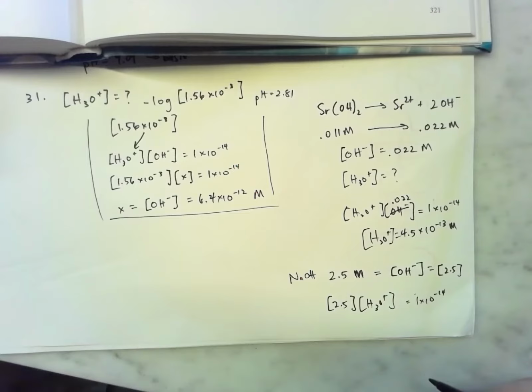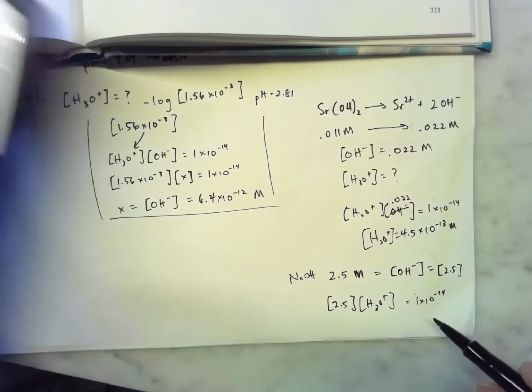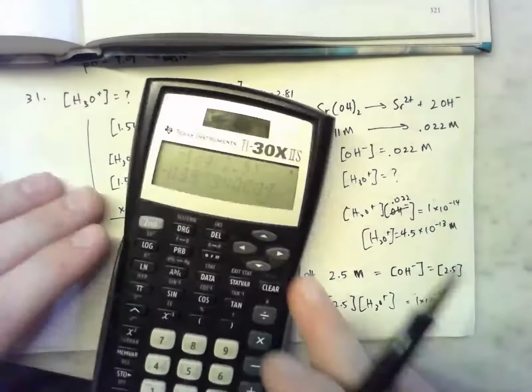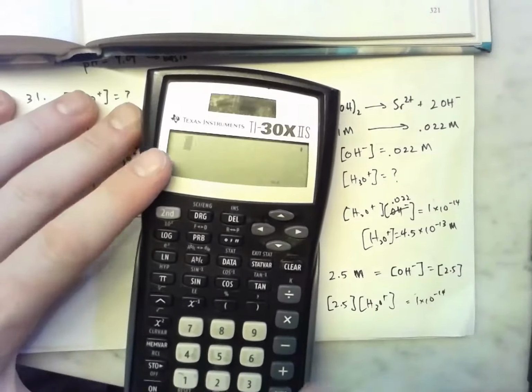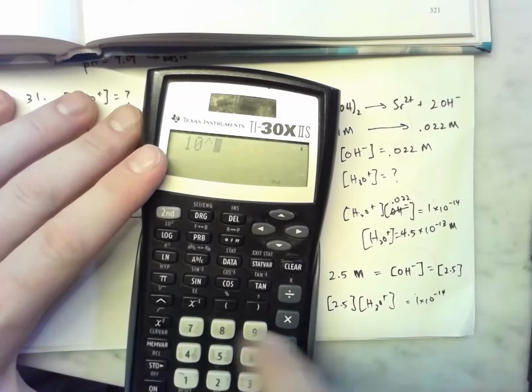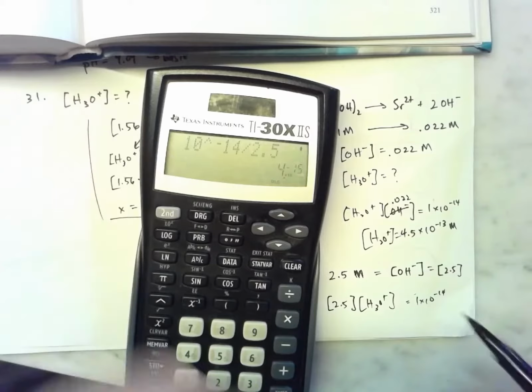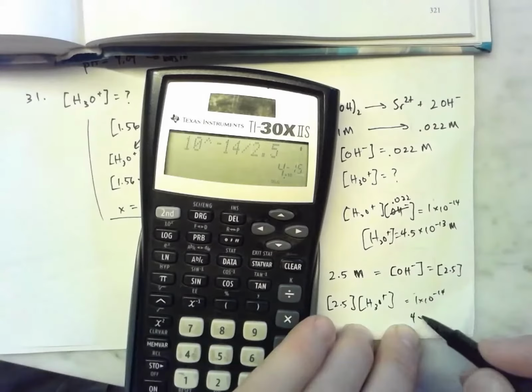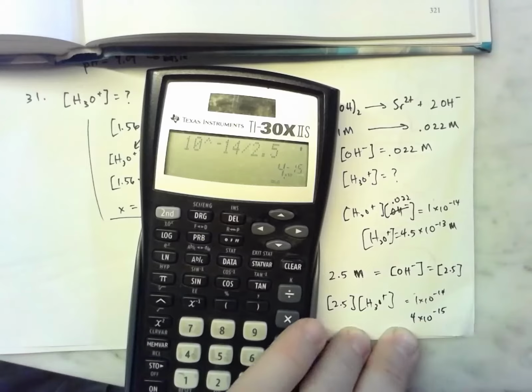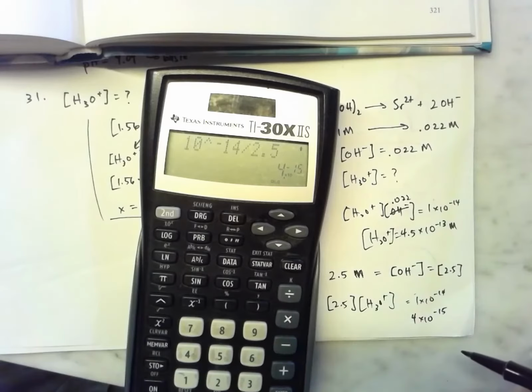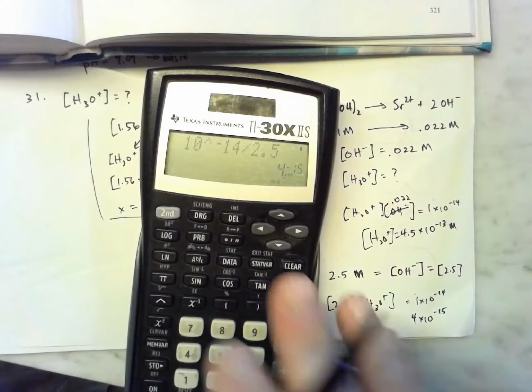Okay? And you'll see that, well, I'll actually just do that here. 10 to the negative 14 divided by 2.5. It's actually 4 times 10 to the negative 15th. But you'll see that's actually going to give you a pH above 14. So that's a super duper strong base. Okay?